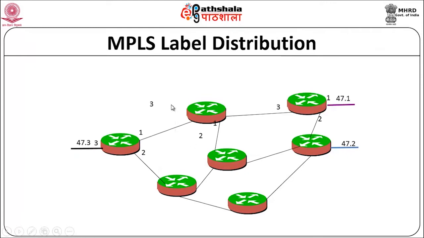Now for label distribution to take place, let's look at what will happen. Before the data can be transmitted, what is actually done is a request for sending packets meant for 47.1 is sent over here. So this is basically a request for labels for sending data to this particular node 47.1.